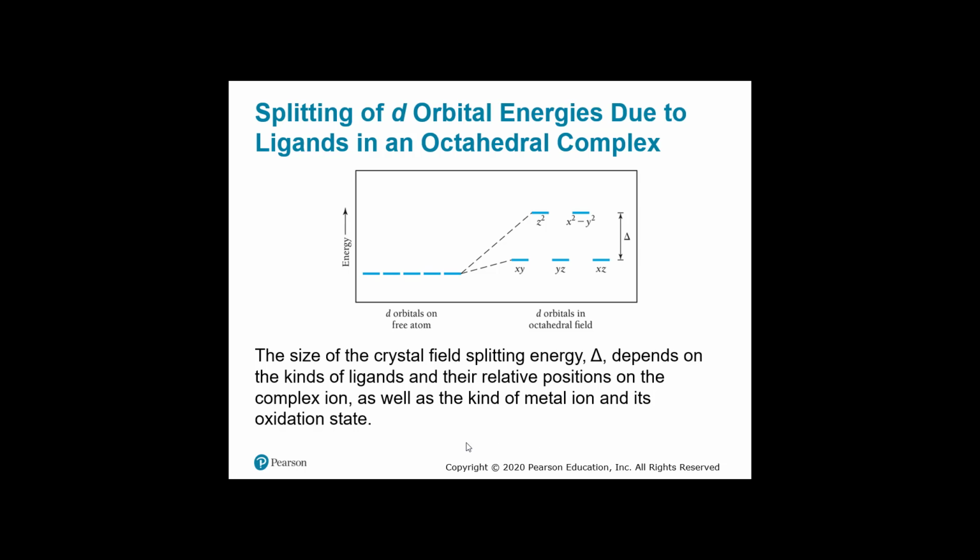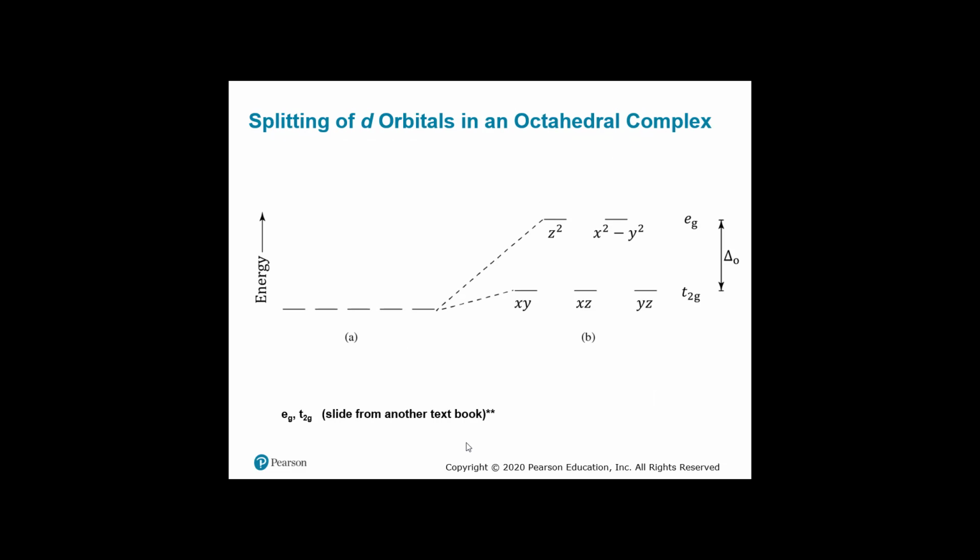So what type of ligand is it? What type of metal ion? What's the oxidation state? How many electrons does it lose? Is it a +2 or a +3? All of this determines the energy difference for these d orbitals. And what we're looking at here is an octahedral complex.